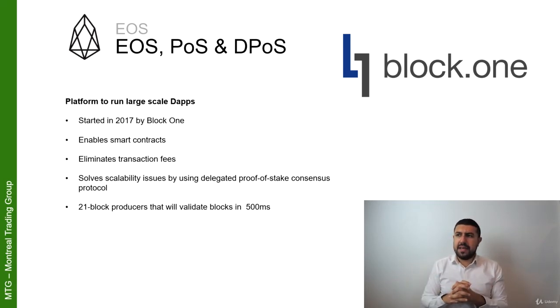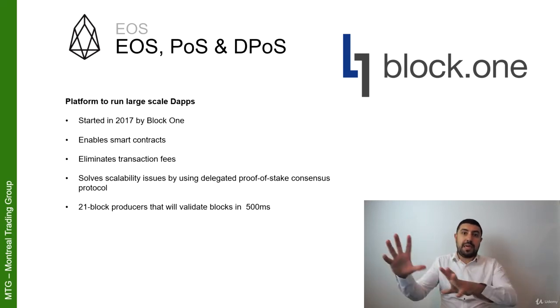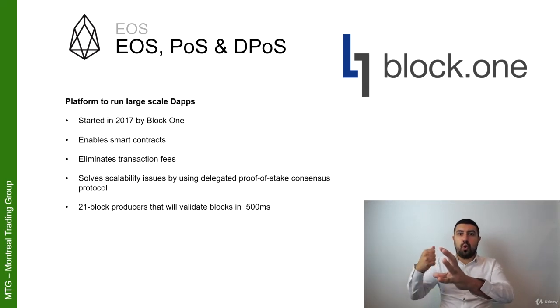The funny thing is, again, EOS started in 2017 by Block One, so about a year ago. When they started, their token was run on top of Ethereum's blockchain. So they didn't have their own blockchain. They ran their decentralized app, EOS, on top of Ethereum's blockchain. And then at one point, January 2018, they came off of Ethereum's blockchain. They launched their own blockchain. They stopped being a token and they became a coin, right? And now you can run your own decentralized applications on top of their blockchain.